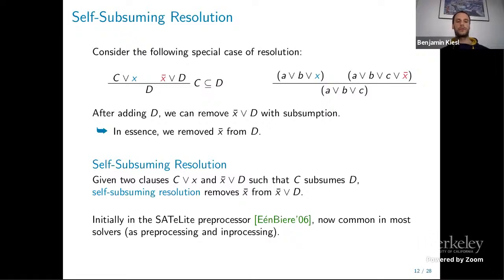And that's basically what self-subsuming resolution then does. So you have two clauses, C or X and not X or D, such that C subsumes D, and then self-subsuming resolution just removes not X from not X or D. So you remove literals from clauses, and that makes the clauses stronger, give you more deductive power.